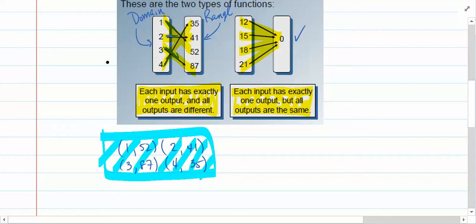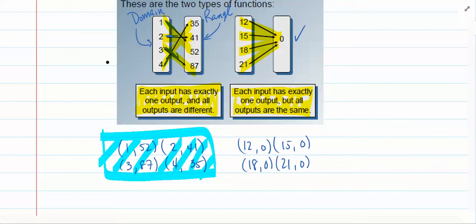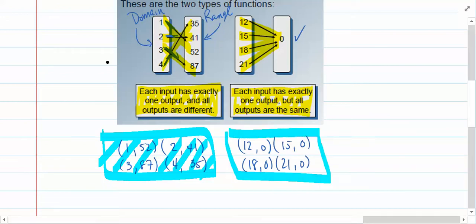In the example on the right side, we could have 12, 0, 15, 0, 18, 0, and 21, 0. And this group of coordinate pairs also represents our function.